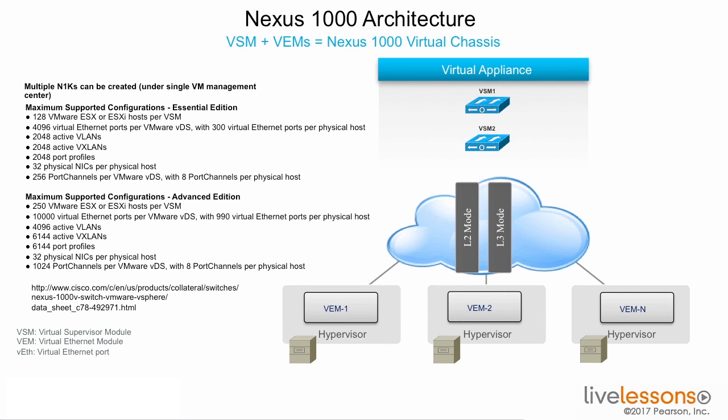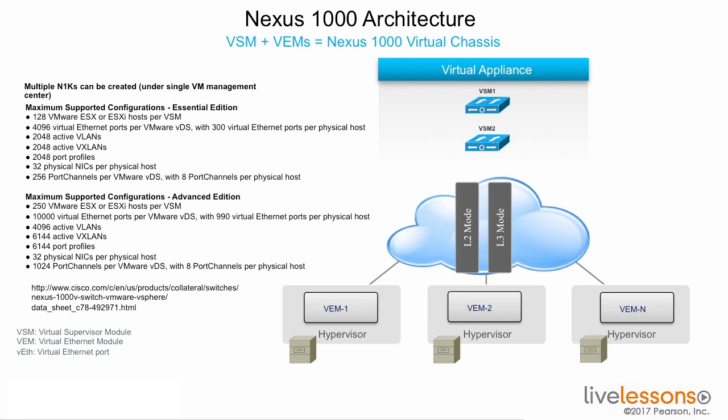The Nexus 1000V is a virtual switch architecture which includes virtual supervisor modules and multiple virtual Ethernet modules that integrate with the hypervisor. The virtual supervisor modules control all the policy and configuration for the virtual Ethernet modules, just like on a regular switch. However, the virtual Ethernet modules handle all of the data flow. The virtual Ethernet modules can communicate with the virtual supervisor modules over layer 2 or layer 3, and they share heartbeat messages over the control VLAN.